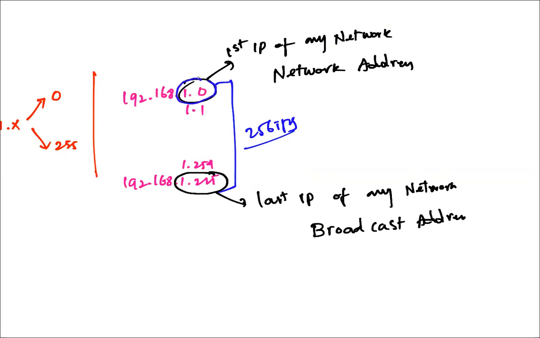Even if you try to assign 1.0, if you go to the router and assign the 1.0 IP, it will not take it. It will reject it. It'll say that this IP address is wrong, something like invalid IP. So you cannot assign the first IP to the router, or even to the PCs.